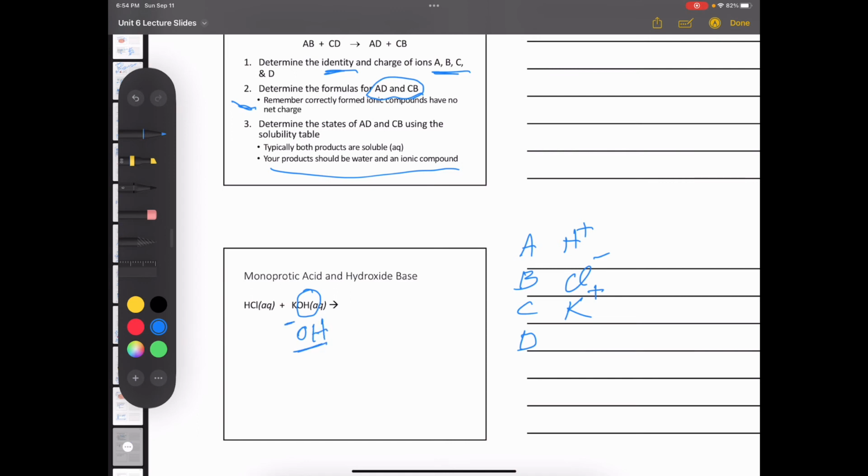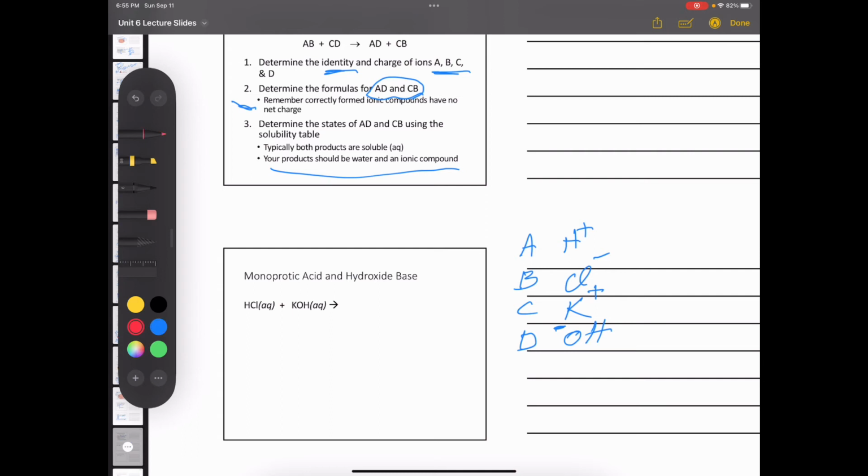So if I have a single negative charge and a neutral molecule for the KOH, meaning there's zero charge above the KOH, that means potassium has to be a positive one in order to cancel the one negative of the hydroxide. So there are multiple ways that you can tell the charge over these cations and anions. Hydroxide is a single negative. So now I have identified my A, B, C, and D.